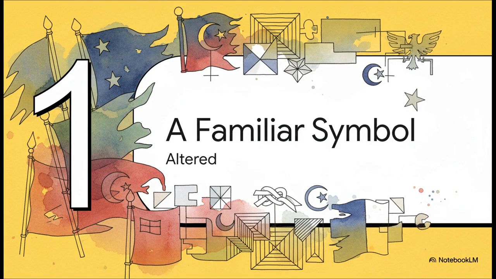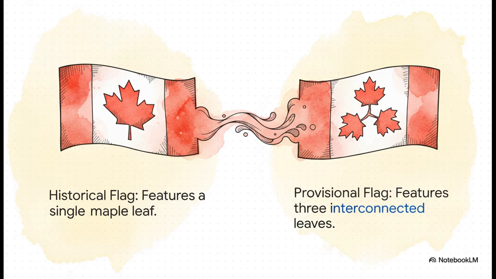Okay, so to even begin to understand this so-called formula, we've got to start with the basics. We need to look at its surface level design, which is, well, a familiar symbol, but with a twist. On the left, you've got the historical Canadian flag. Super iconic, right? The single maple leaf. And on the right, that's the one we're focused on, what our source text calls the provisional flag. Now, you can see it keeps the red and white, it keeps the maple leaf theme, that's all for continuity. But the big change, the absolutely crucial change, is the jump from one leaf to three. And trust me, that's where all the deeper meaning really kicks in.